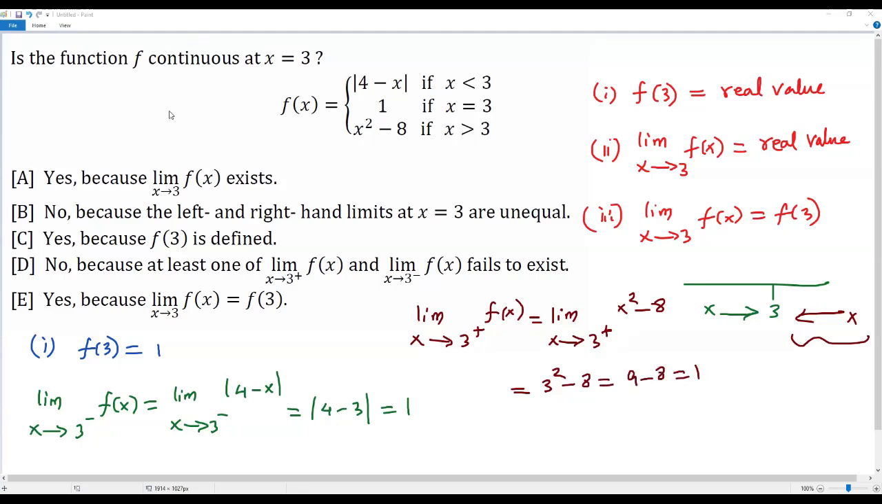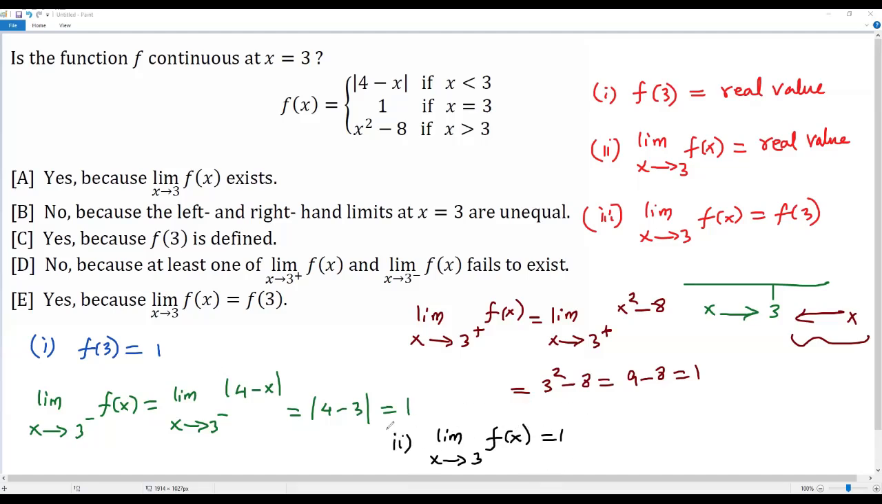Okay, so what is the left side limit at 3 and what is the right side limit at 3? For both the left side limit and the right side limit at 3, we get the same result, that is 1. Then we can write the ordinary limit, or double-sided limit, that is limit as x tends to 3 of f of x equals 1. The left side limit and right side limit must be equal and they must be real values so that we can write the ordinary limit. Okay, now I have completed the second step.